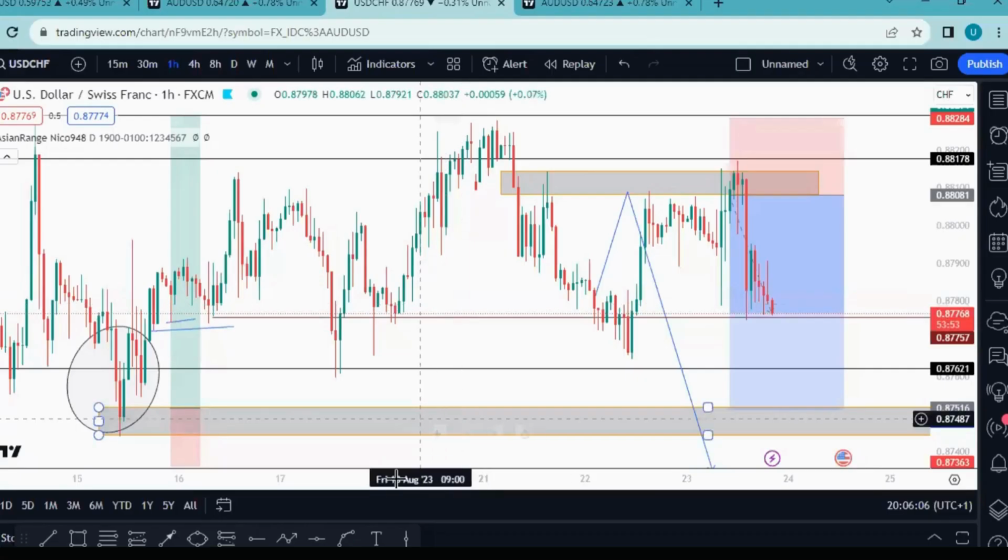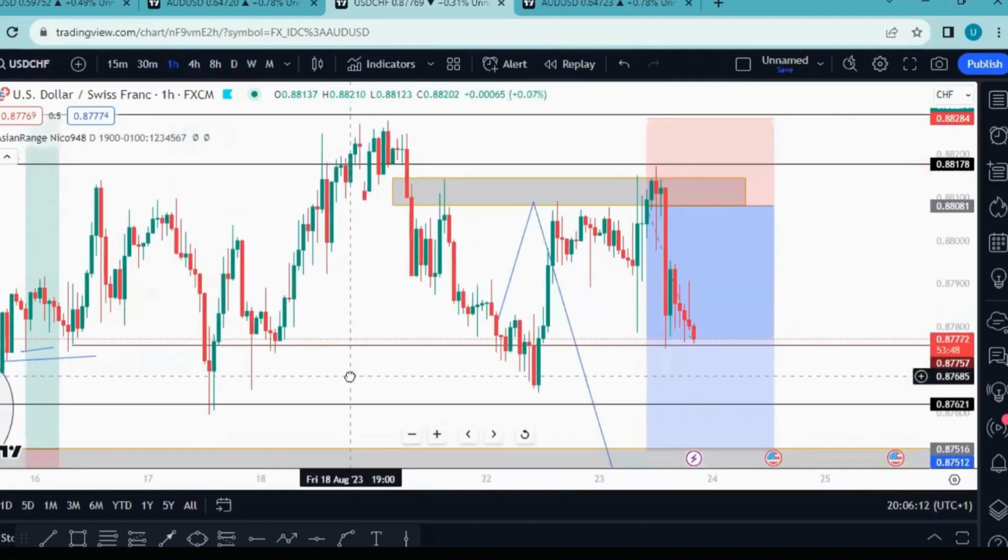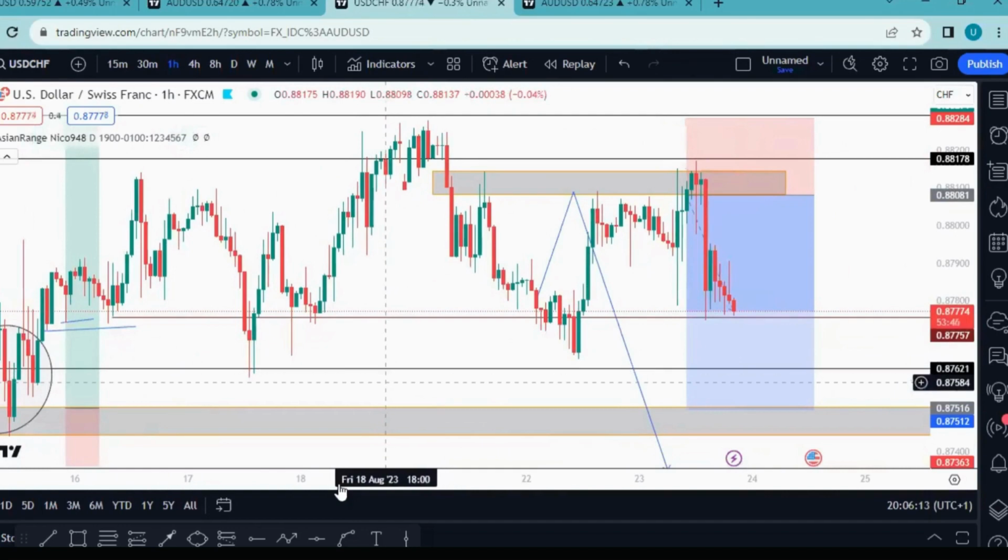Can you guys see my TradingView? If you can see the TradingView chart, let me know. Signify in the group in the comments.